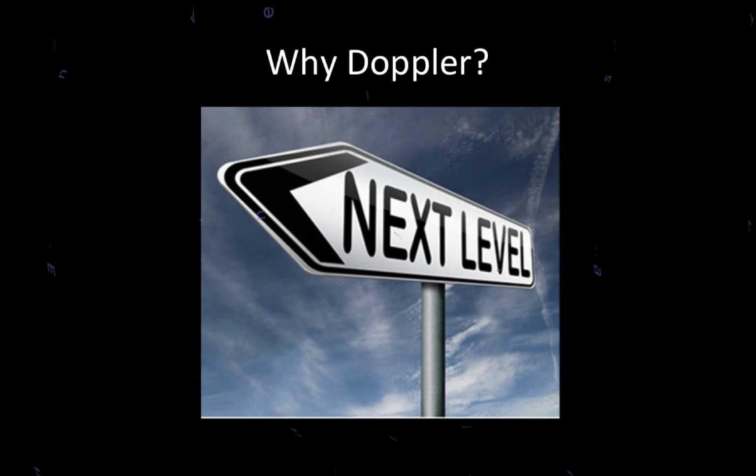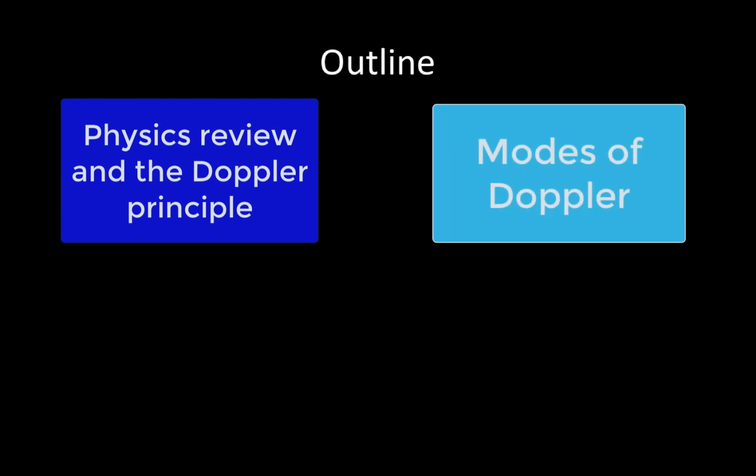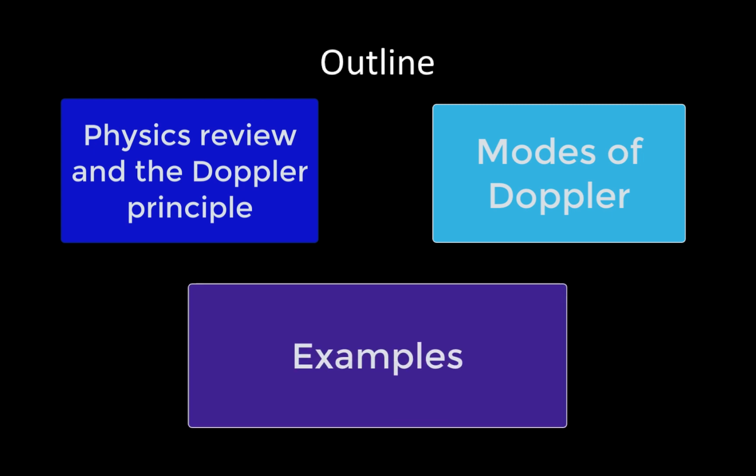Alright, so in this screencast, we'll briefly review the Doppler principle and go through some unavoidable physics. We'll touch on the different modes of Doppler, so the forms of spectral Doppler, which include pulse wave, continuous wave, and tissue Doppler imaging, as well as color flow Doppler. And then we'll go through a bunch of examples to really illustrate these various modes in action.